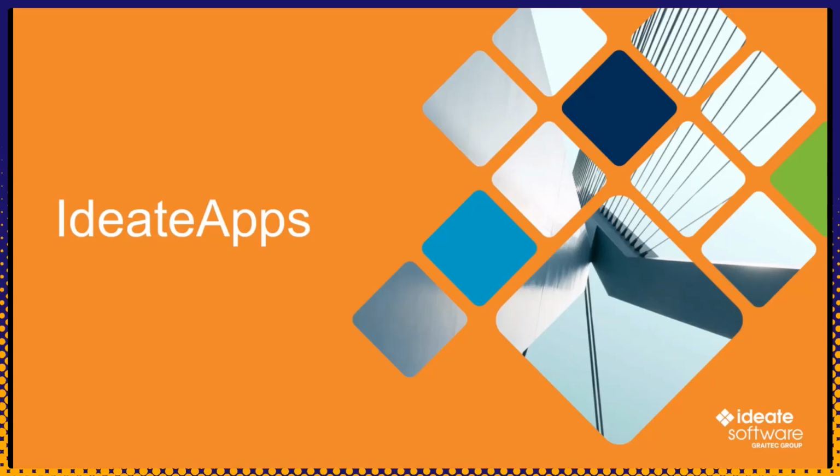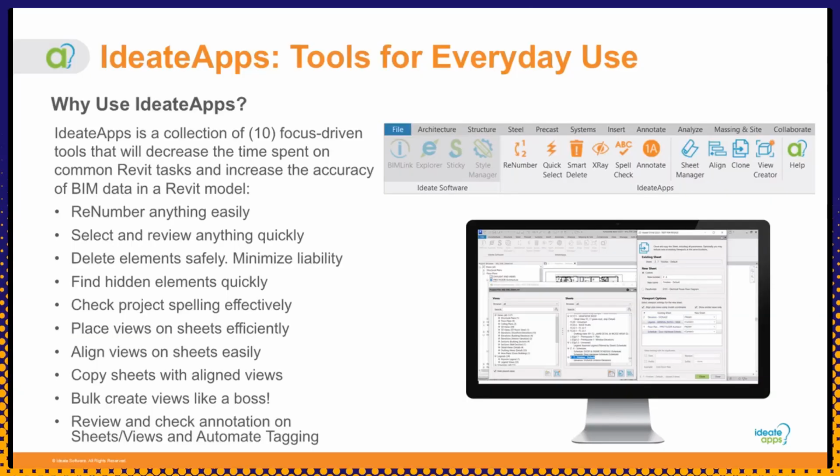Lastly, we have Ideate Apps. Ideate Apps is a suite of 10 productivity tools that streamline everyday Revit tasks. It helps manage sheets and views, renumber elements, identify hidden objects, safely delete elements, review annotations, and automate tagging, and more. Ideate Apps reduces manual effort and improves efficiency across your Revit projects.